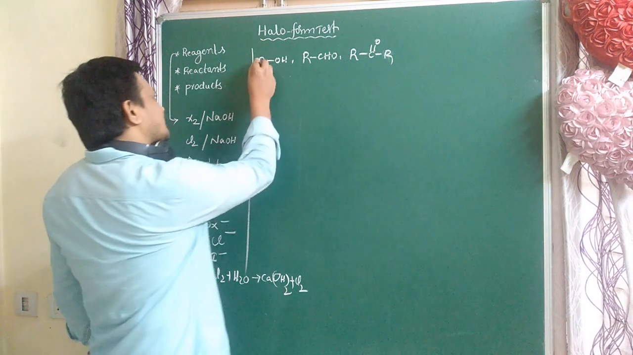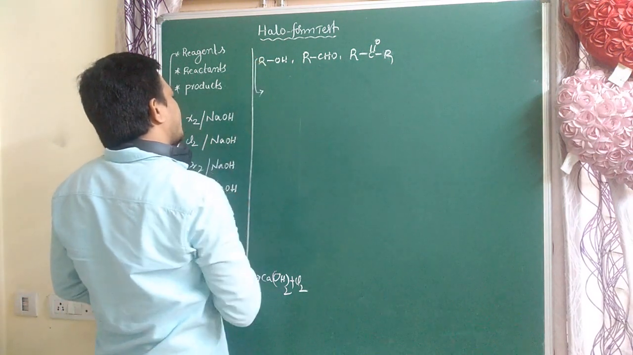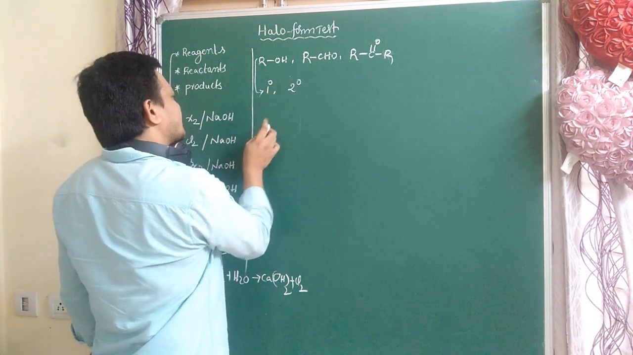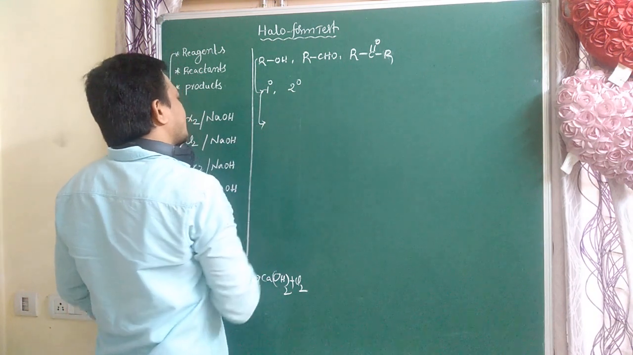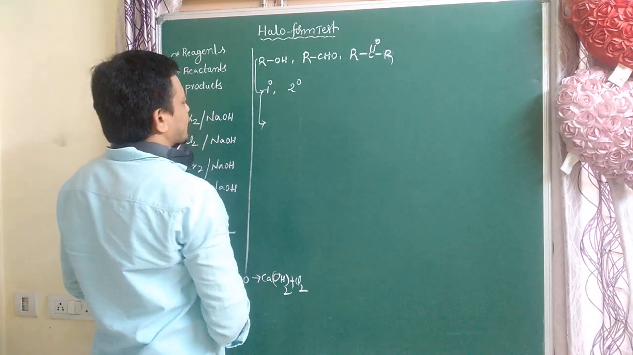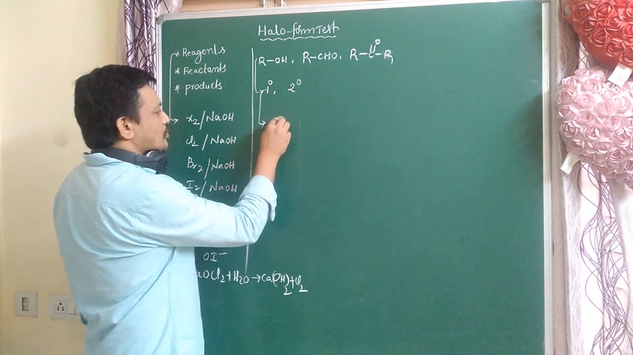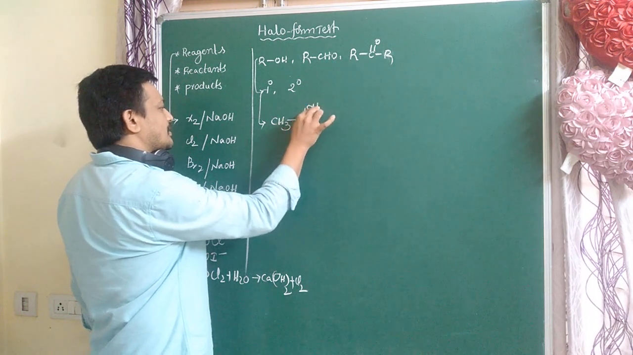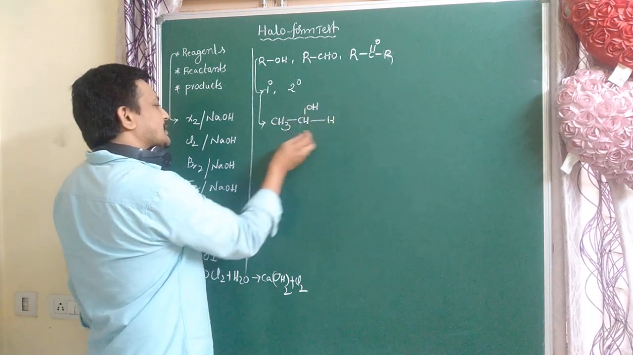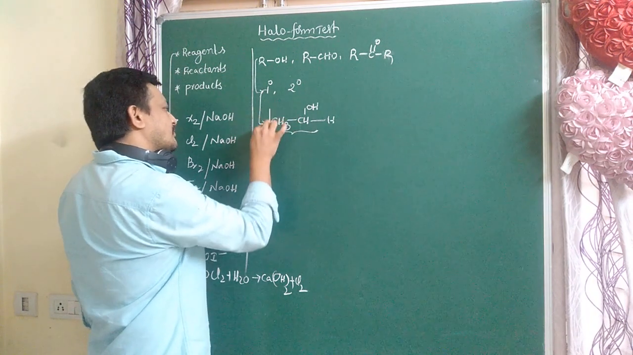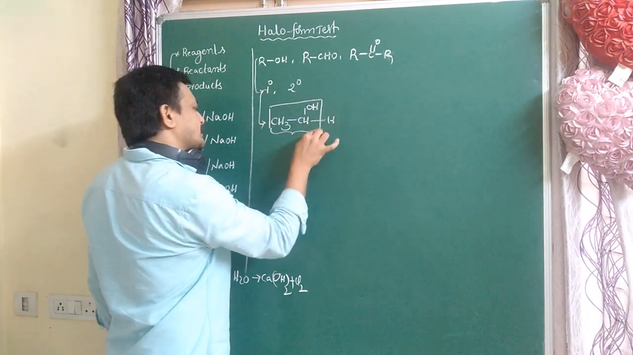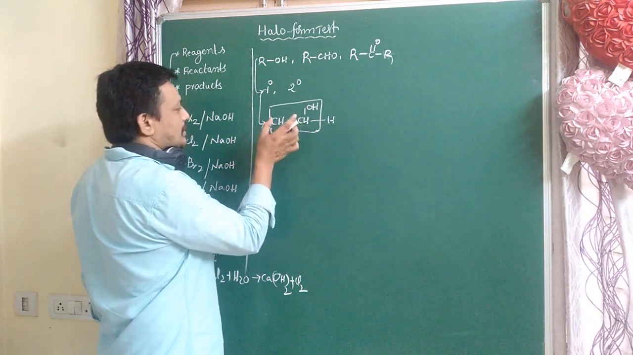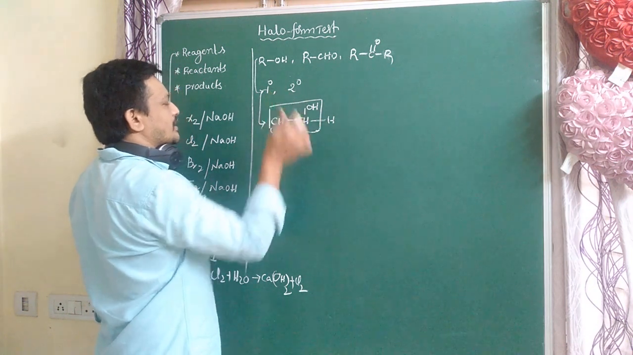So which alcohols are involved in these reactions? Primary alcohols and secondary alcohols are involved. Which primary alcohol is involved in this reaction? Only ethyl alcohol is involved in this reaction. This type of group is required for involvement in these reactions. Where this group is present in an alcohol, that alcohol is involved in the haloform reaction.